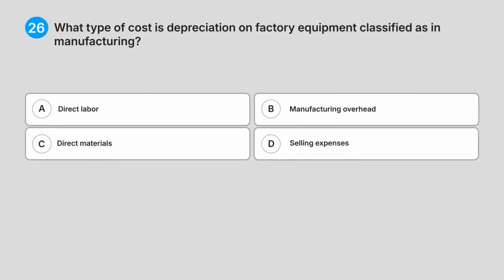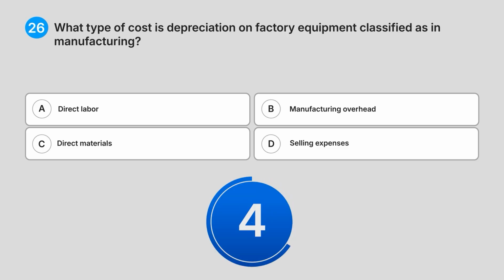26. What type of cost is depreciation on factory equipment classified as in manufacturing? A. Direct labour. B. Manufacturing overhead. C. Direct materials. D. Selling expenses. Can you guess the answer?